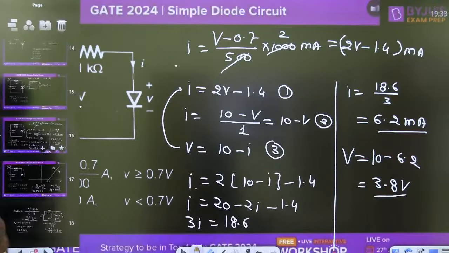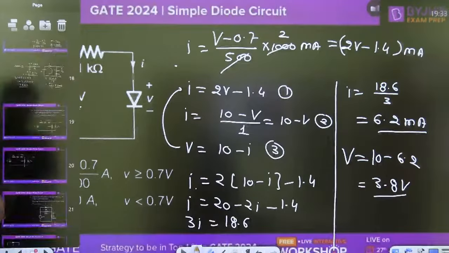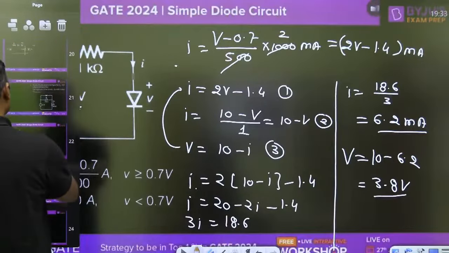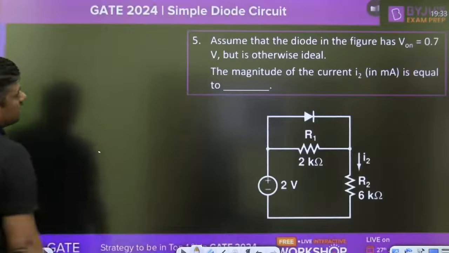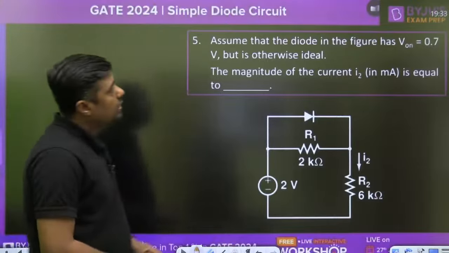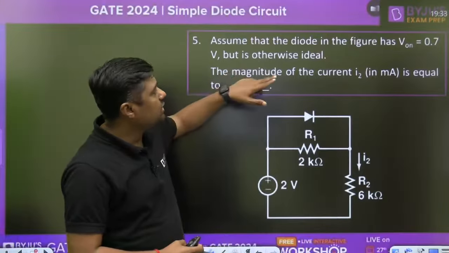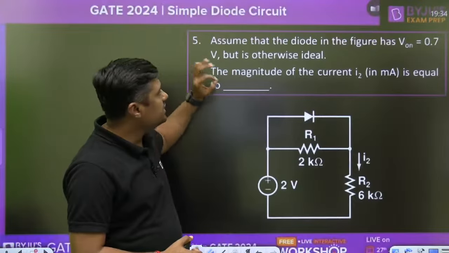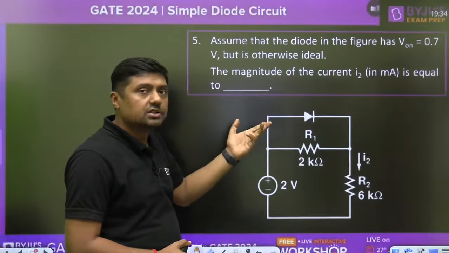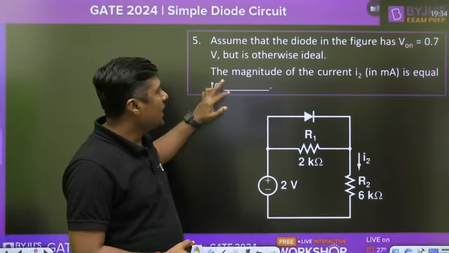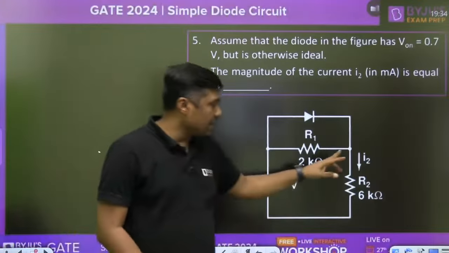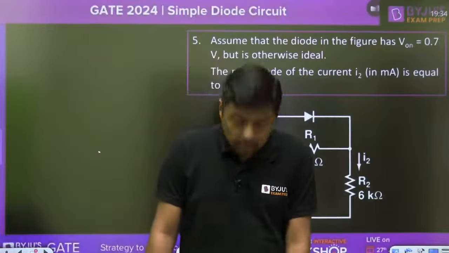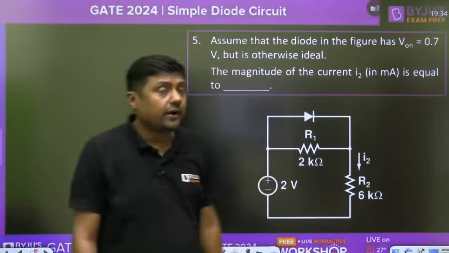Now next question, give me the answer for this one. Okay, tell me. Now, assume that the diode in the figure has V on is equal to 0.7 volt. Otherwise, it is ideal. Means, what is the internal resistance of the diode? 0. The magnitude of the current I2. What is the magnitude of the current I2? Okay, tell me. In this question, you have to find the current.